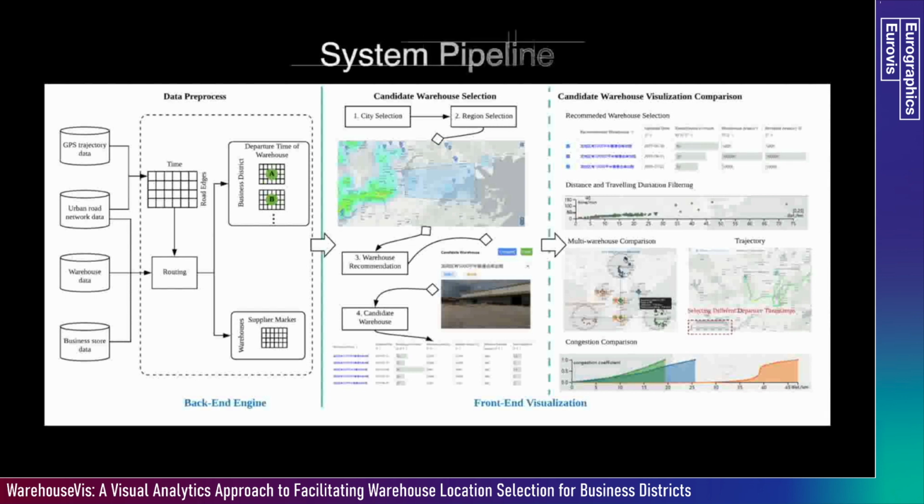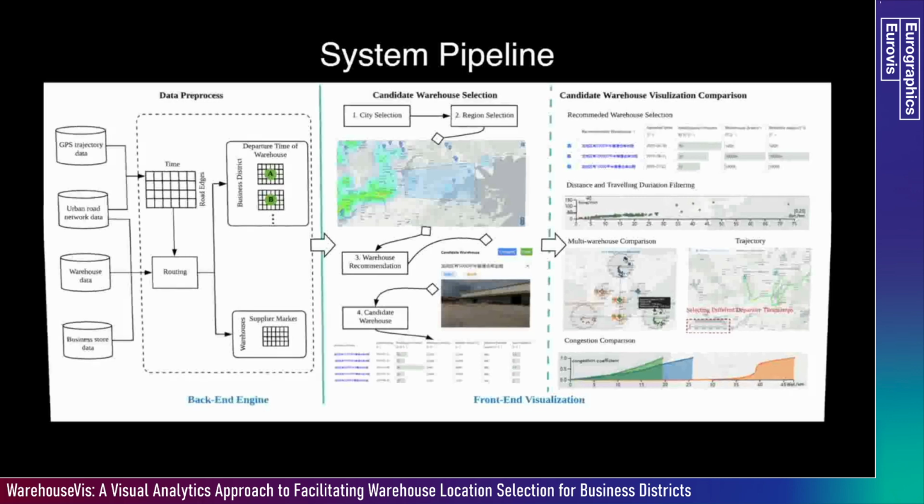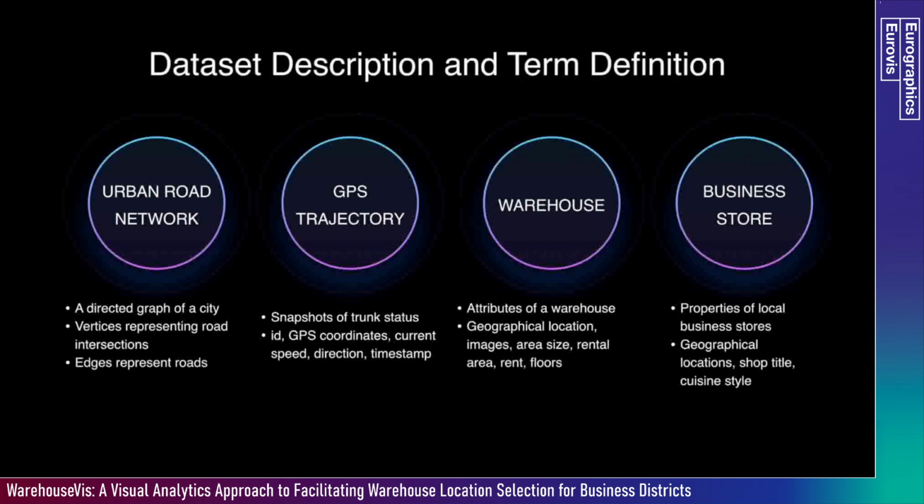This figure shows the system architecture and interaction pipeline, which consists of the back-end engine and the front-end visualization. The dataset we use includes four types of information. Urban network data comprise a directed graph of the city. GPS trajectory data includes the trajectory snapshots of the truck status. Warehouse data include the attributes of the warehouses, and the business store data consists of the basic properties of the local business stores.